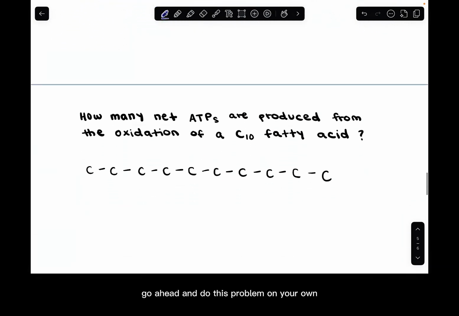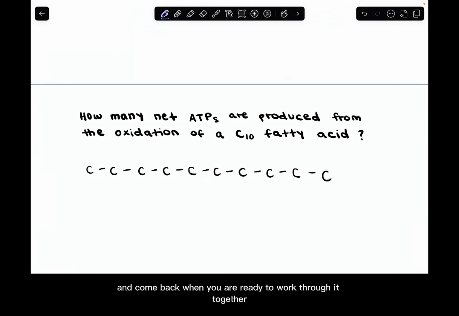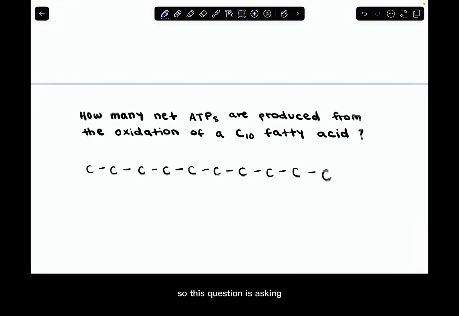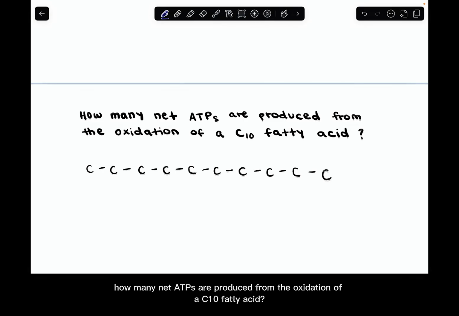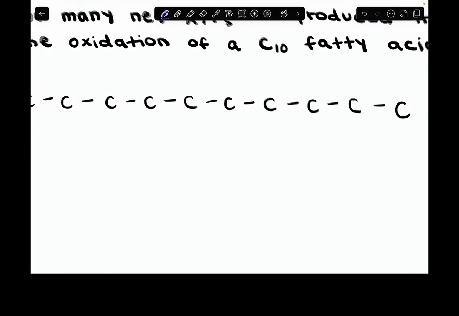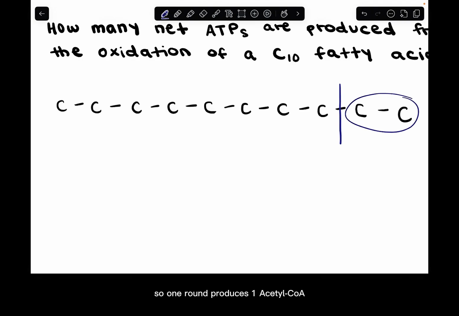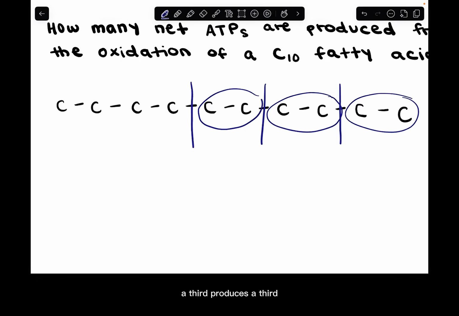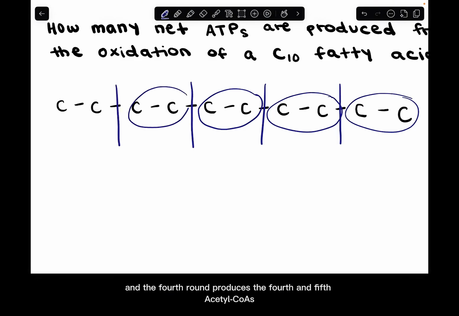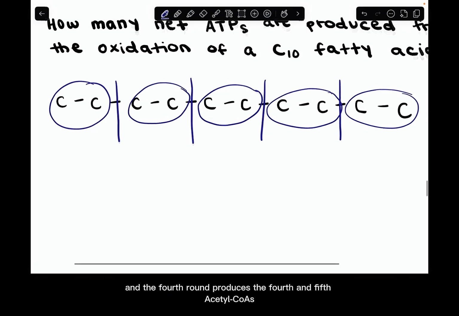Go ahead and do this problem on your own and come back when you're ready to work through it together. So this question is asking how many net ATPs are produced from the oxidation of a C10 fatty acid. Again, I find it very helpful to draw this out. So one round produces 1 acetyl-CoA, a second produces a second acetyl-CoA, a third produces a third, and the fourth round produces the fourth and fifth acetyl-CoAs.